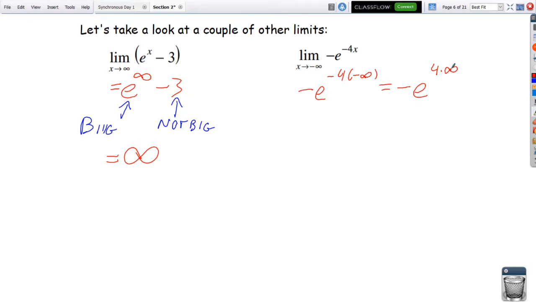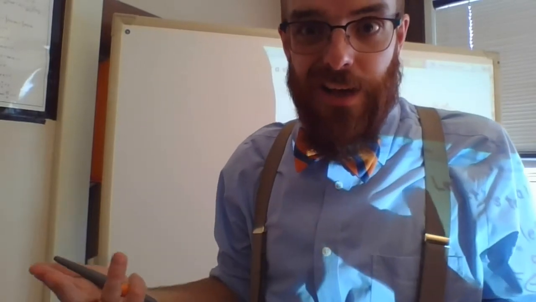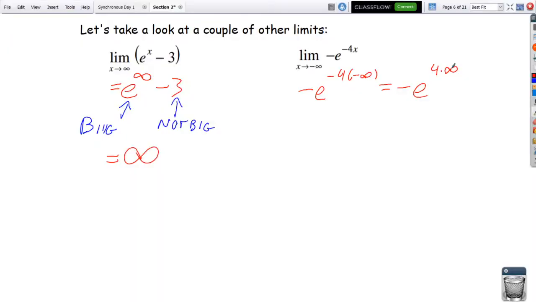4 times not countable is also not countable. So this value up here is going to be infinity. And e to the infinity, just like we were talking about over here, is just really big. But since I have this negative out here, it's really big in the negative direction. All right? Sounds like fun?